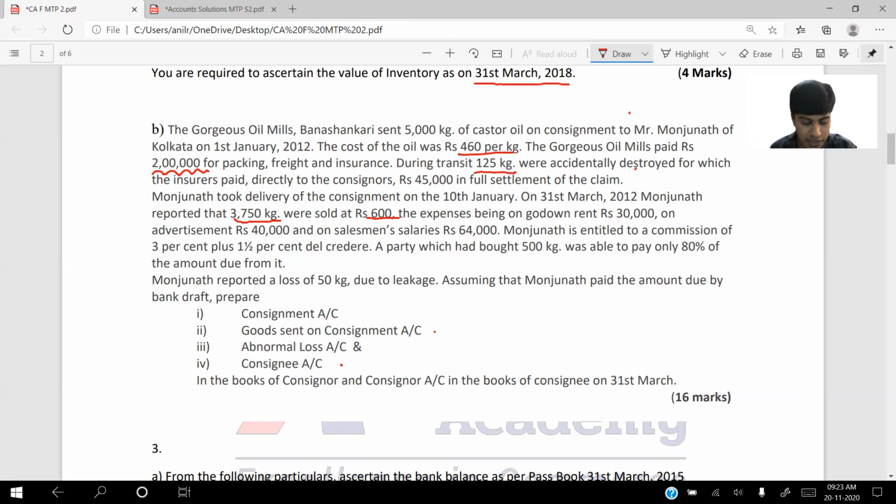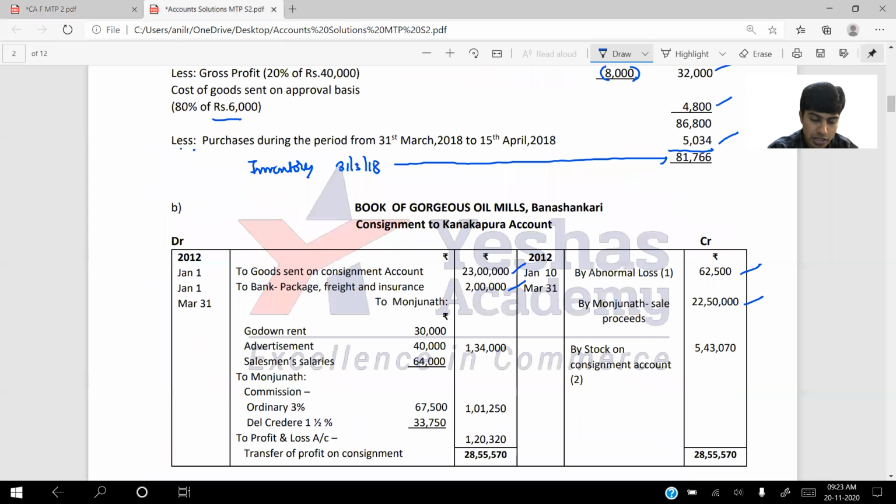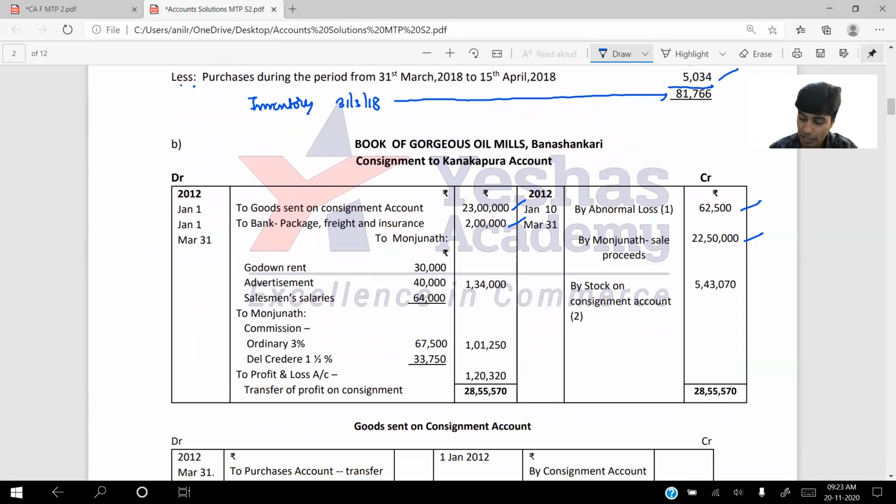Okay, now listen. 3% and 1.5% on 22 lakh 50. It is an expense on consignment, so debit in consignment account. It is to be paid to the consignee, so credit there. So the journal entry is consignment account debit to Manjunath account. How much? Commission 3% and 1.5%. 22 lakh 50 into 3% comes to 67,500, divided by 2 for 1.5%, 33,750. Total 1 lakh 1,250.